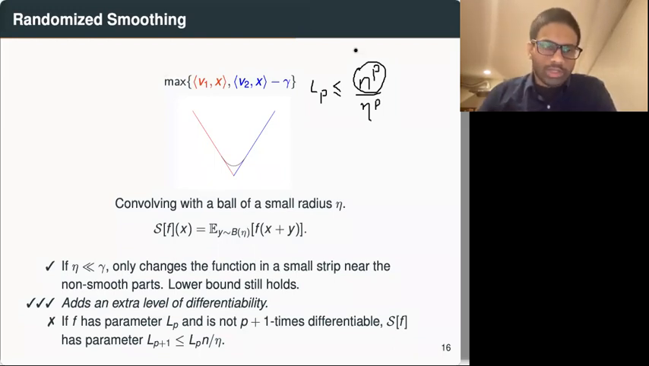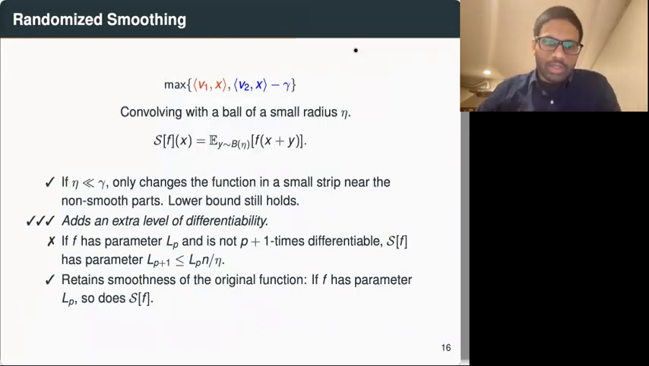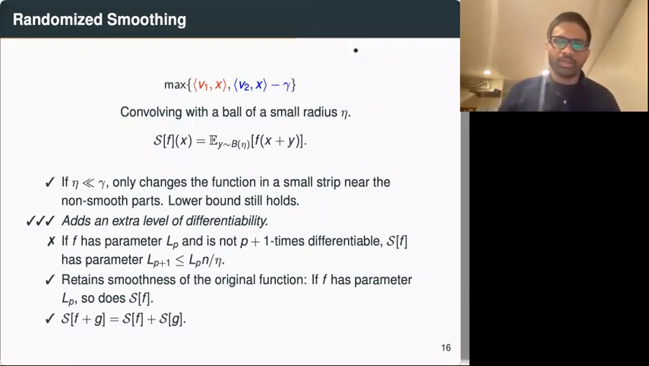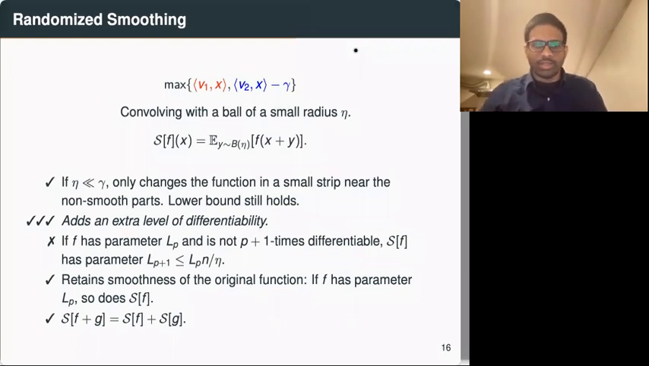All right, so the smoothing hasn't worked for us, but it still is going to be useful. So let's mention some useful facts about this. It retains smoothness of the original function. So if your original function f has some parameter L_p in it for its pth derivatives, then even after you smooth it, the pth derivatives of the new function are also L_p smooth. And also it's a linear operator. The smoothing of f plus g is just the smoothing of f plus the smoothing of g.